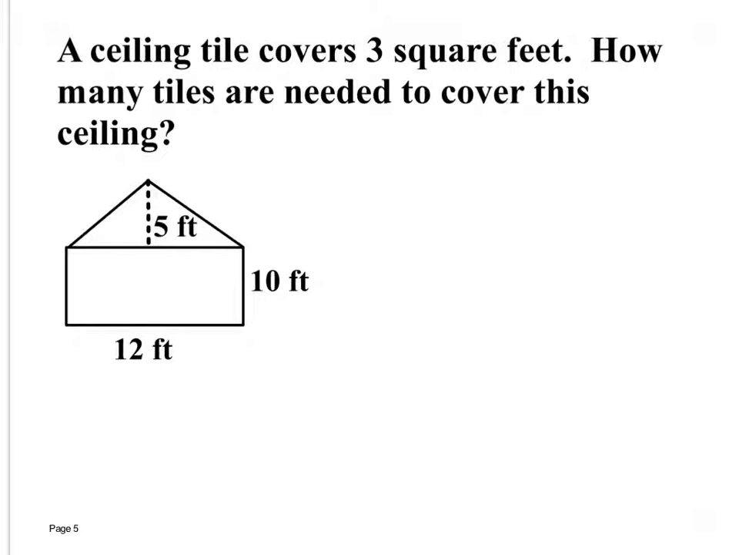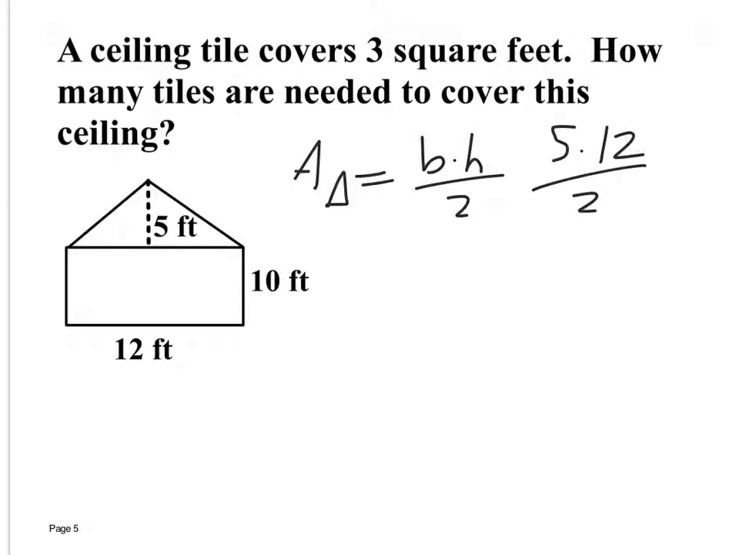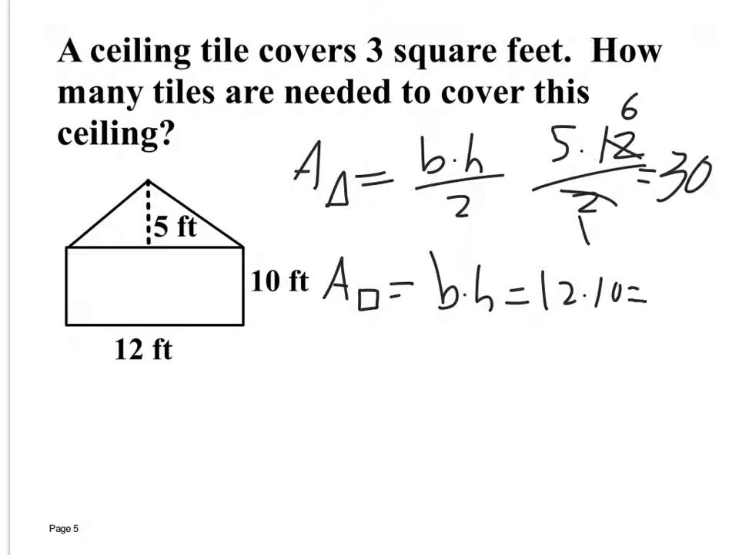So first thing, I find the area of a triangle. The formula for area of a triangle is base times height divided by 2. So I take 5 times 12 divided by 2, which is the same thing as taking 5 times 6, which is 30. Then I find the area of the parallelogram, which is base times height or length times width, which is 12 times 10, which is 120.